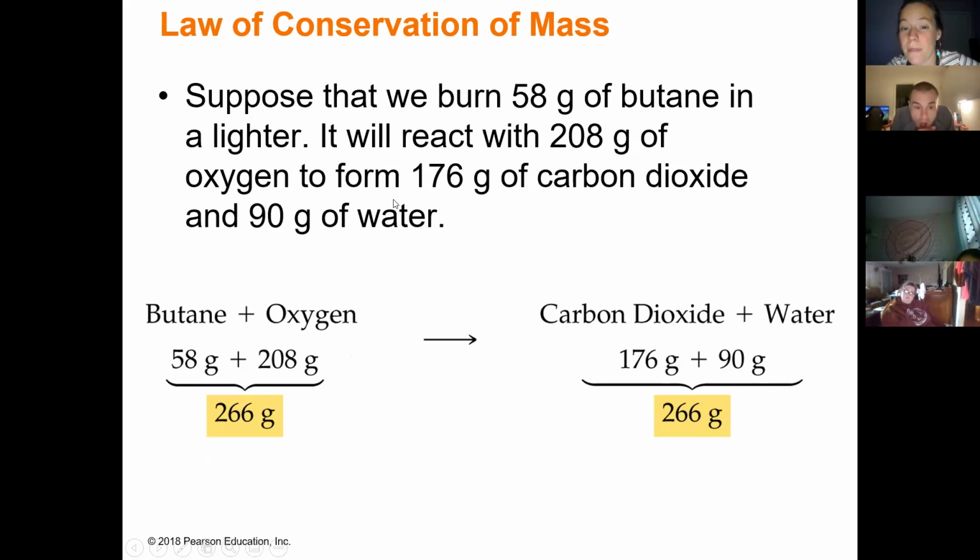You don't need to even know what these formulas are. You could just write butane is combining plus oxygen. The word problem here says to form, so that's our arrow. Anytime you see the words to form, to produce, to create, that's the arrow. And then it says it has 176 grams of carbon dioxide, 90 grams of water. These two values on the reactant side total 266 grams. These two on the product side also need to equal 266. That's the law of conservation of mass. We may be switching around the arrangements of the atoms, but matter isn't just disappearing on us. That would be very strange if that happened in a chemical reaction.